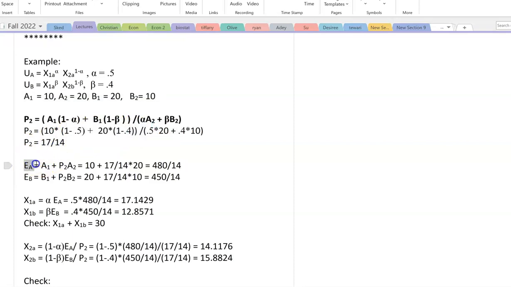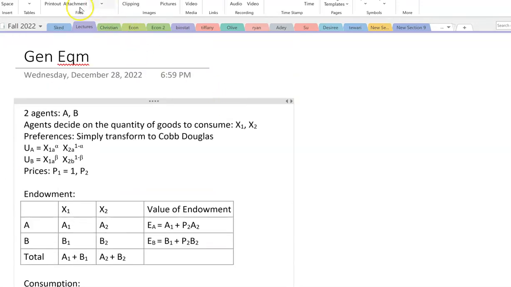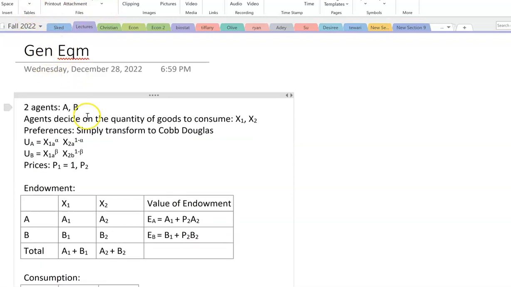You want to know the income of agent A and the income of agent B, and it's going to be this, just the value of the endowment. Then you can calculate the optimum consumption of good 1 and good 2 for agents A and B. You have to check that the market clears here: market clearing for good 1 and market clearing for good 2. That outlines the general solution for the general equilibrium problem.